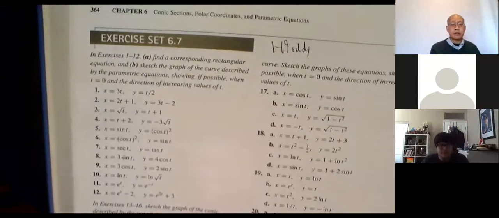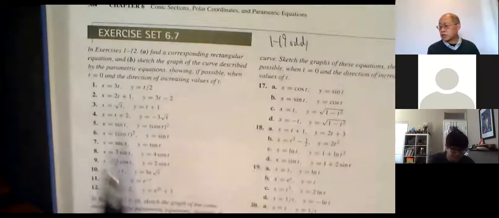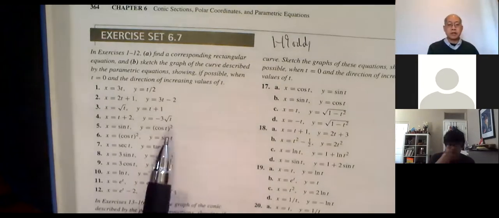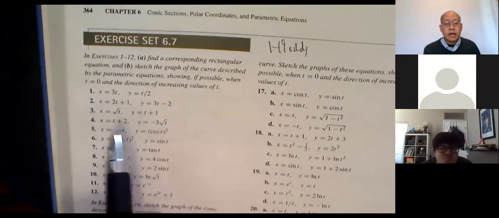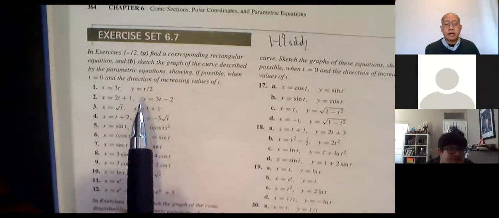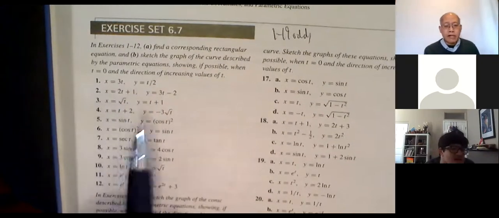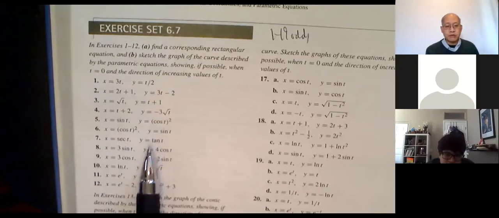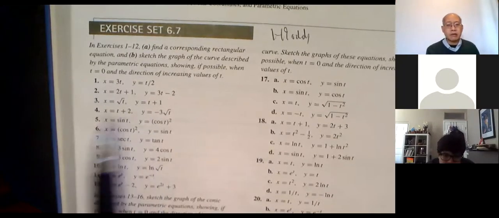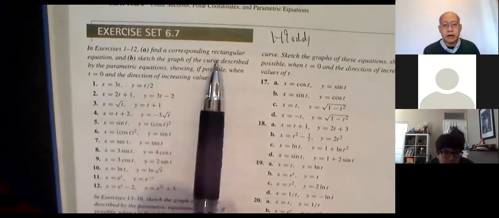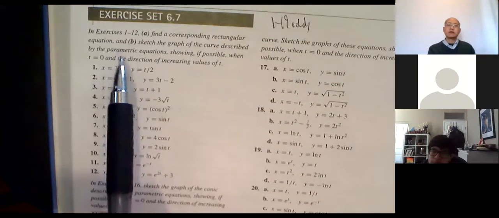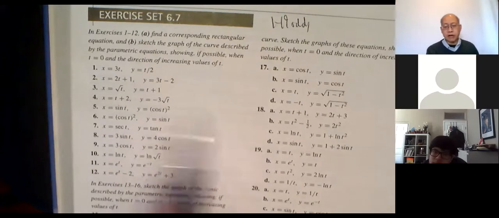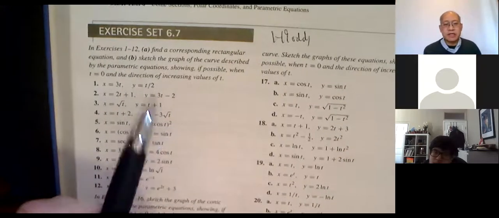So I was going to show you 1 and 3 on page 364, and then stop there because I still have Monday and Tuesday to do the rest. X equals 3t, y equals t over 2. So notice all of these are x and y. X is some function of t, y is some function of t. I could make a table, but they actually want you to find a corresponding rectangular equation. You say, what's a rectangular equation? It's an equation that only has x and y, because it'll have your regular rectangular coordinates. Basically, it means get rid of the t.